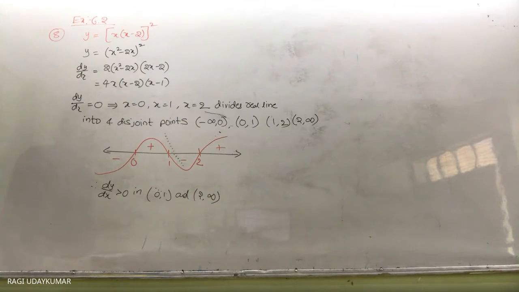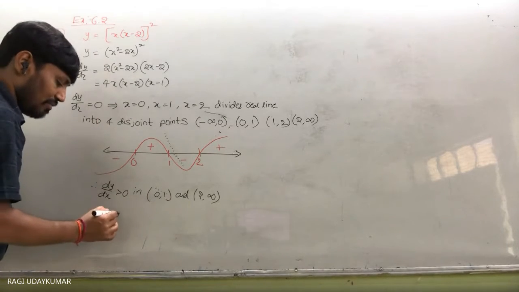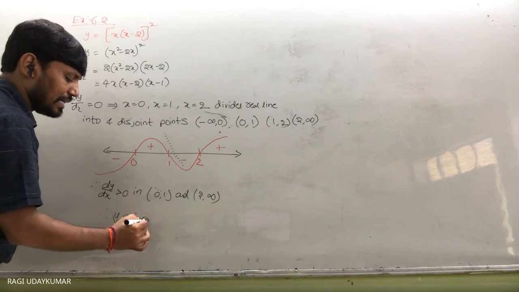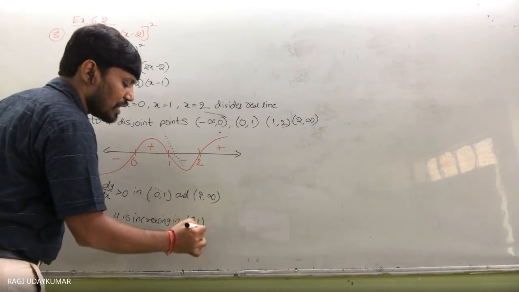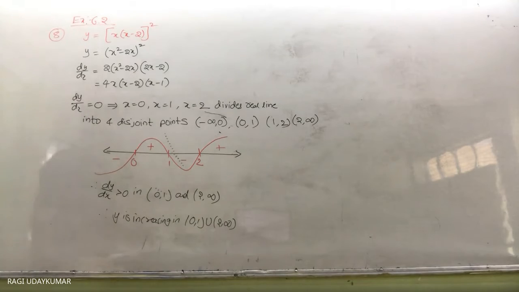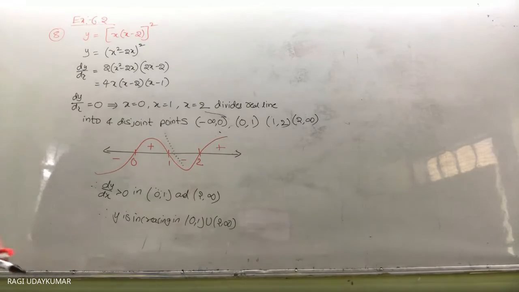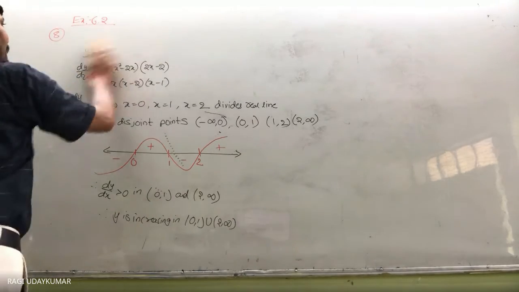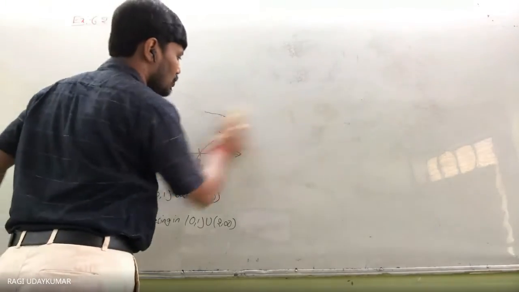So here the question is asking in what interval it is increasing. Therefore, y is increasing in 0 to 1 union 2 to infinity, in this interval. If it is more than one interval, to say it you should use union. OK, so this is very simple. Already we have discussed the wavy curve method, how we use it. So let us move to the next problem, the ninth one.